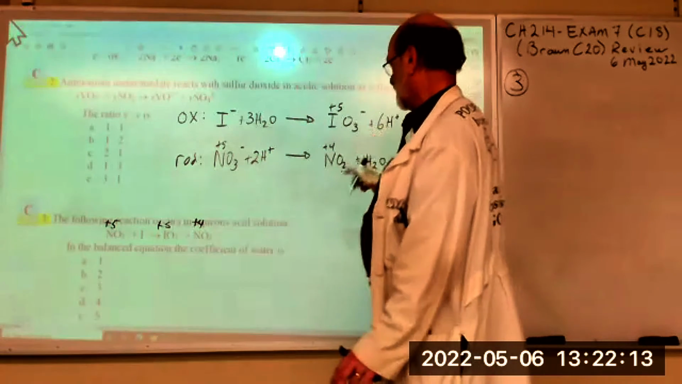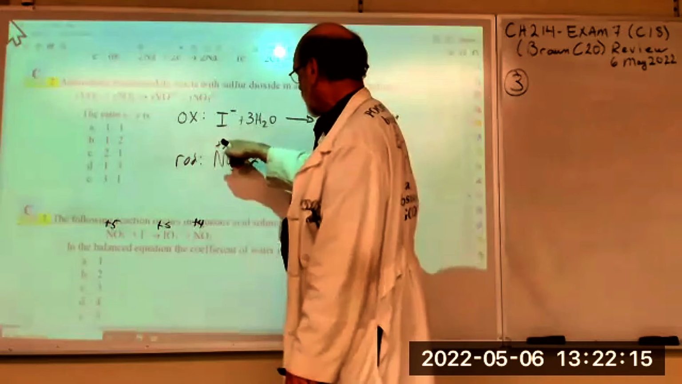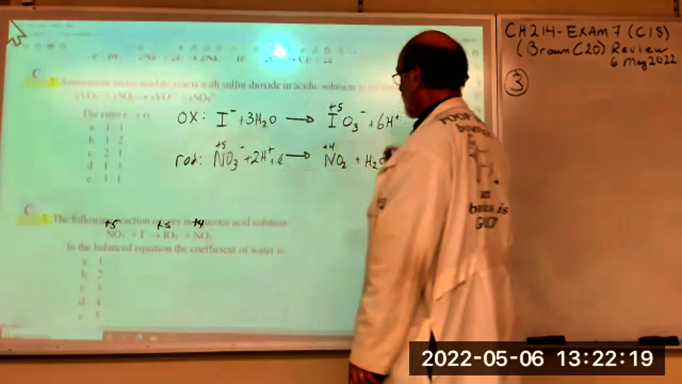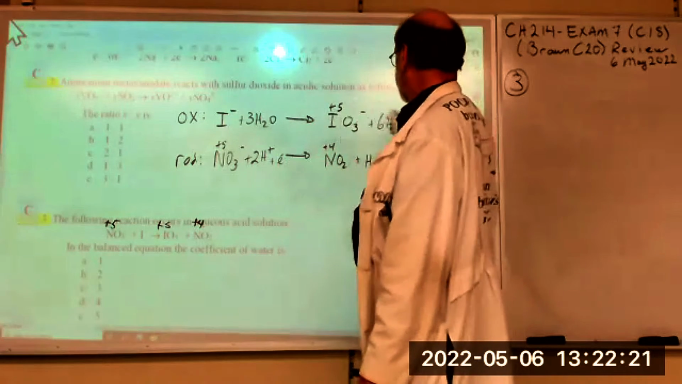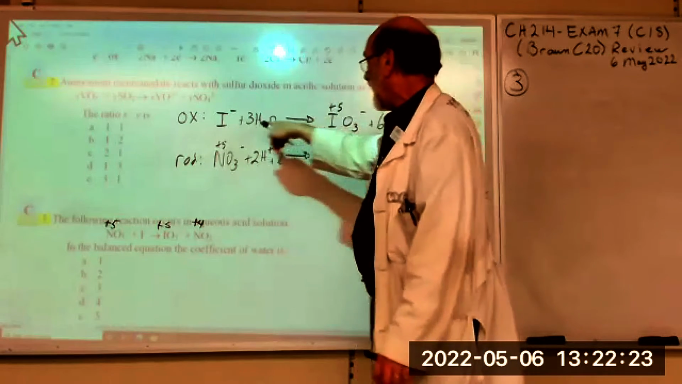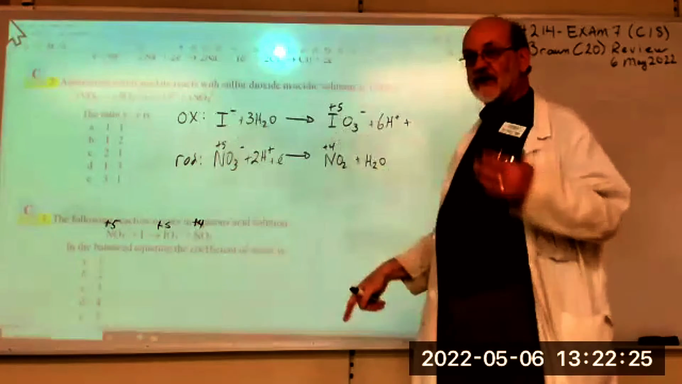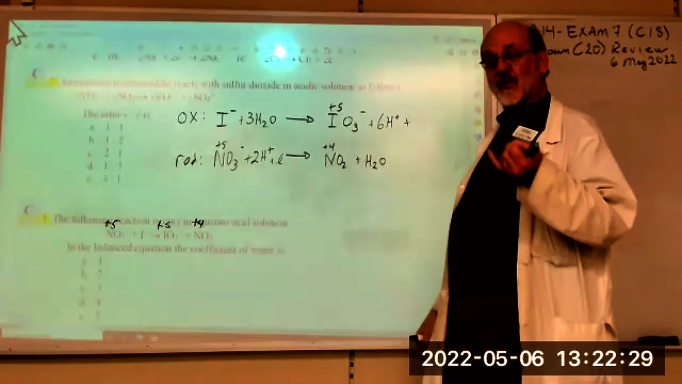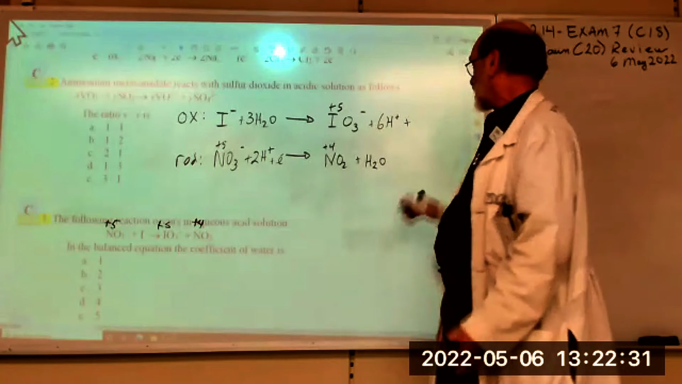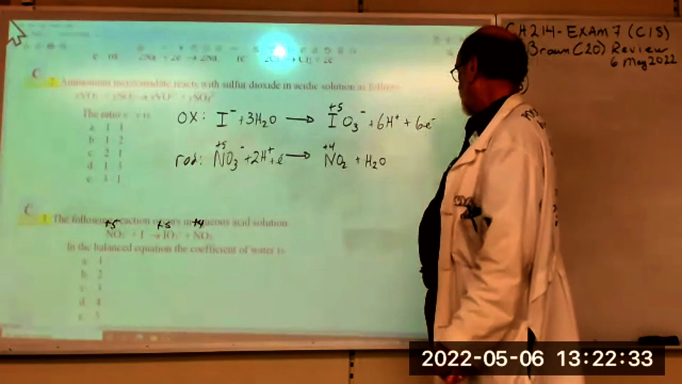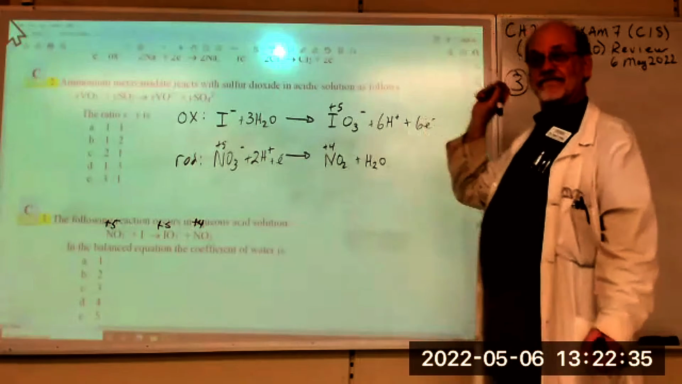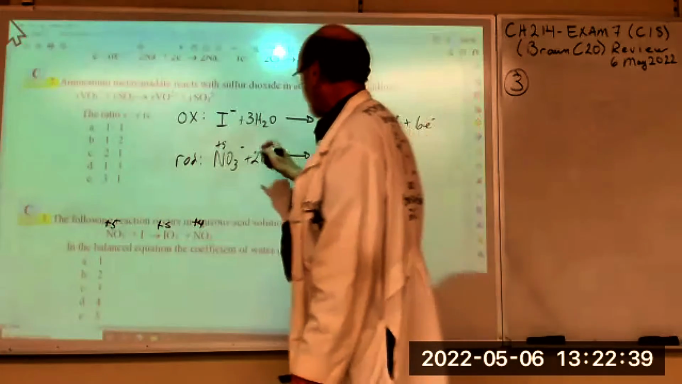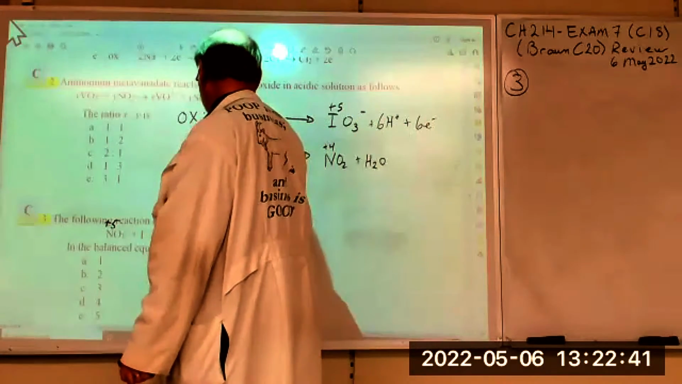Okay, reduction. We had to add an electron to go from here to here: 1 electron. Over here though, that iodine lost how many? Well, it lost 1 to go to 0, but it lost 5 more to go to +5. So that's 6. Okay. So now we need to balance the electrons. All we have to do is multiply this one by 6.